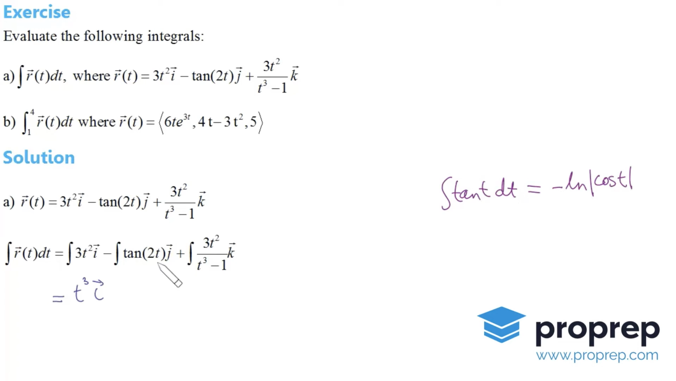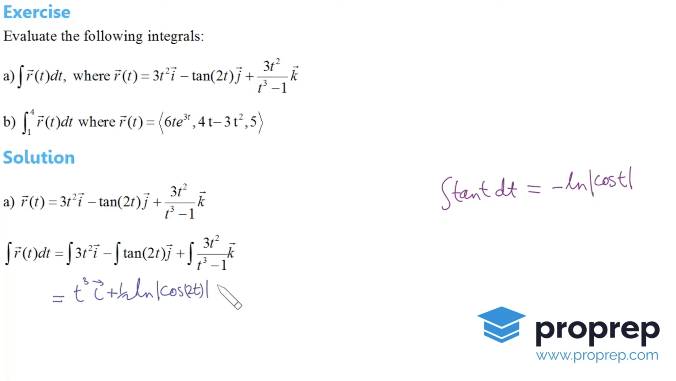So for here, because of the 2t, we're going to have to divide by 2. So we get plus a half from the 2. The minus gets swallowed up with this minus. Natural log of cosine 2t in absolute value.